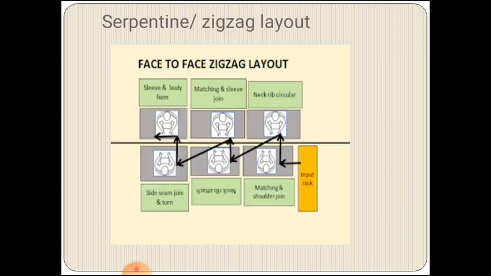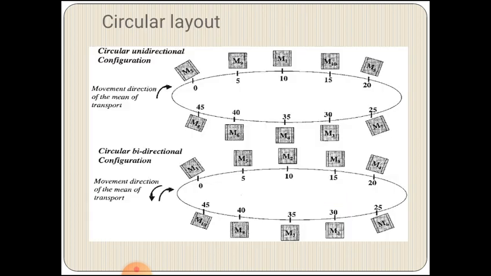In circular there are two types. First one is unidirectional, so material only moves in one direction, it may be clockwise or it may be anti-clockwise. And the second one is bidirectional configuration, so in bidirectional the material may move clockwise or anti-clockwise, so there is movement on both sides, clockwise and also anti-clockwise. That is the circular layout.